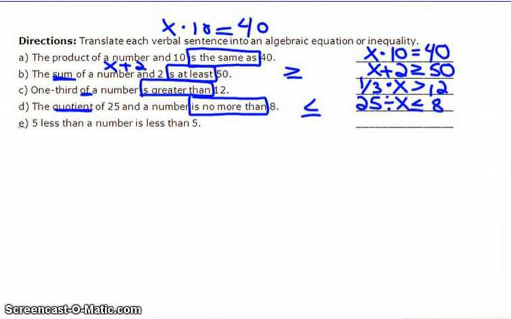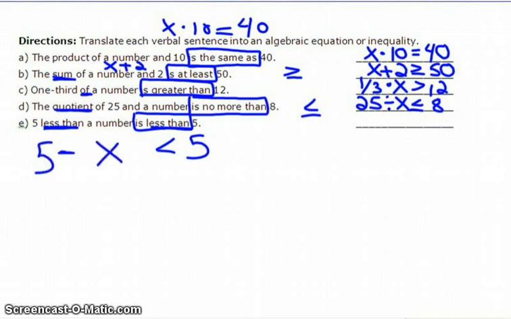And then the last one in this set of examples, 5 less than a number is less than 5. Notice how we have basically the same words, less than, less than. The difference is this has an is in front of it. This is our mathematical symbol, is less than 5. Here, less than is an operation. That one doesn't have an is in front of it. If we look back at our operations, less than means minus.